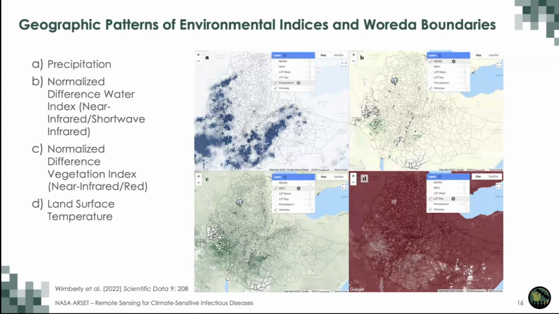And looking at the data, these are some examples of them mapped. So these are mapped across all of Ethiopia. If you look at the maps on the right, there is a lattice of wardas or districts for all of Ethiopia overlaid on the top. And you can see some of the different patterns of precipitation, the various spectral indices, and also land surface temperature.